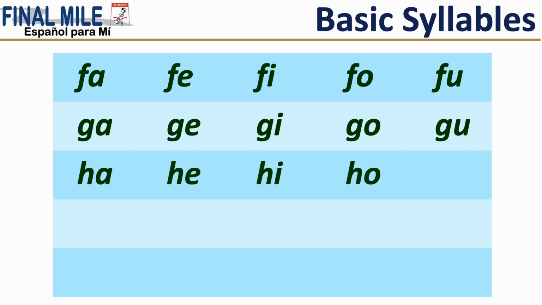What was special about the H in Spanish? Let's never forget, the H in Spanish is silent. So read these syllables. Yes, they are like this. A, E, I, O, U. Just the way they would sound if the H were not there.